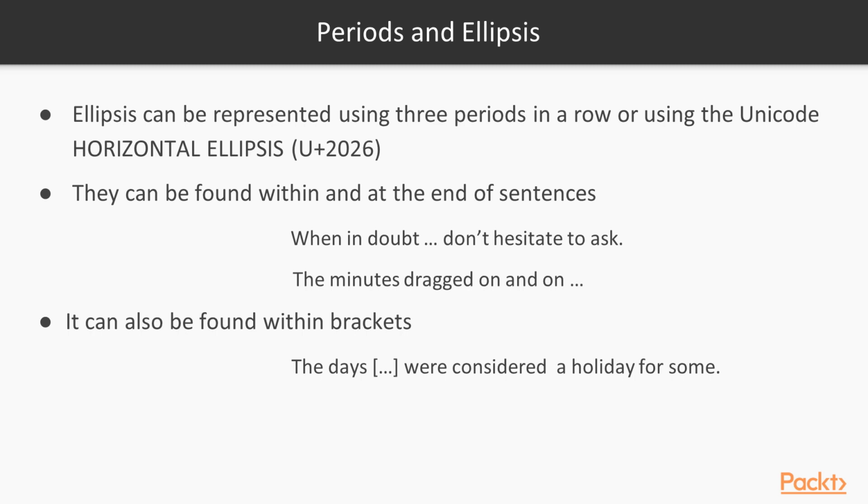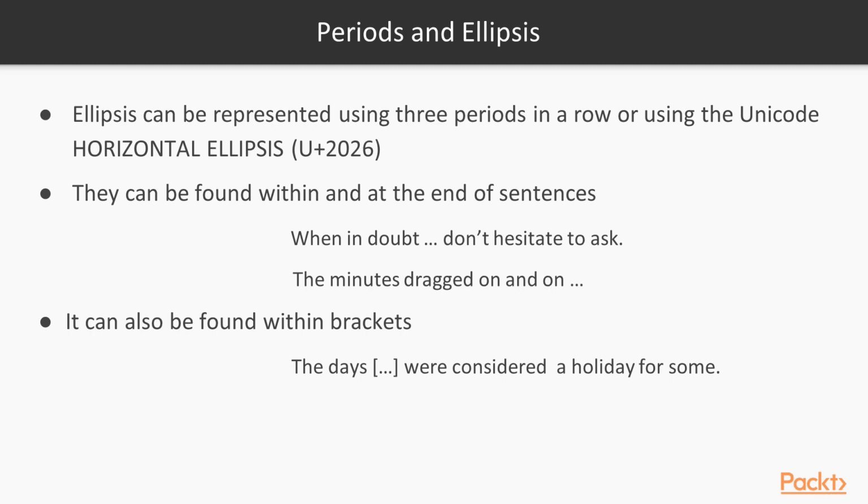Ellipses are fairly common. They may consist of nothing more than 3 periods in a row, or you may find a Unicode character being used for that particular purpose. In either case, it needs to be handled correctly. We may find these ellipses either within or at the end of sentences. In the first example, when in doubt, ... don't hesitate to ask, and we find it in the embedded sentence. In the next example, the minutes dragged on and on, ... terminates the actual sentence. So again, this is how we may see them being used.